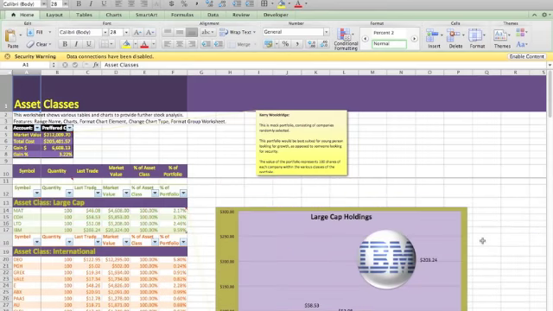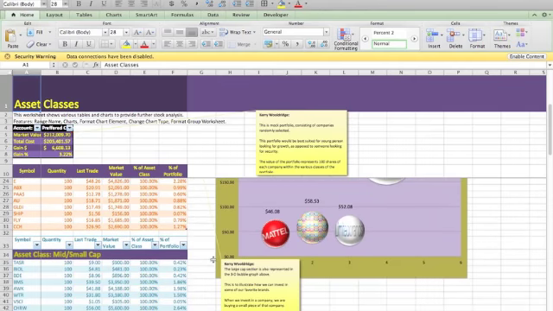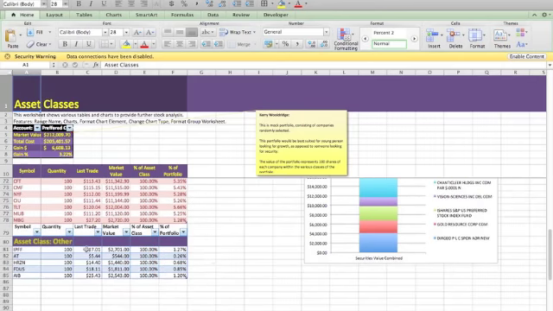Here we see large cap, international, mid-small cap, fixed income, and others.